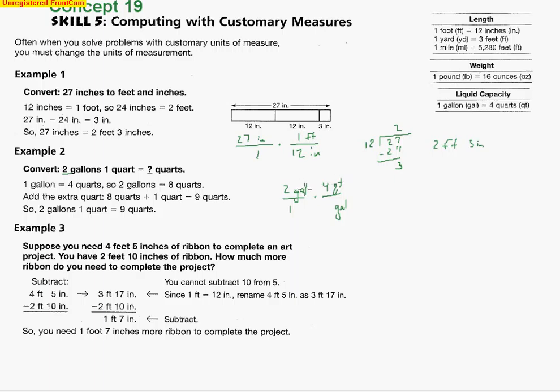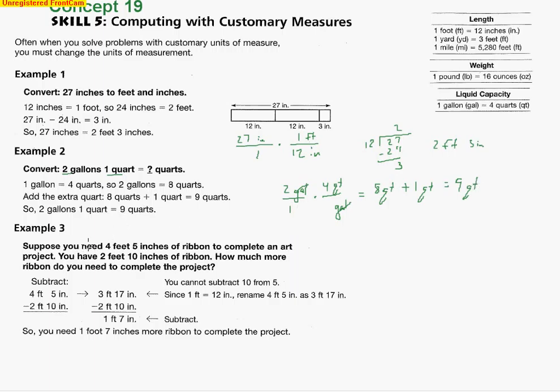I want to end up multiplying, and that's what I'm going to do here, because the gallons are going to cancel, and that leaves me with 8 quarts. But I also have that 1 extra quart right here, so I'm going to have to add on that 1 quart, and that's why they end up with 9 quarts. And that's the same answer we have right here.